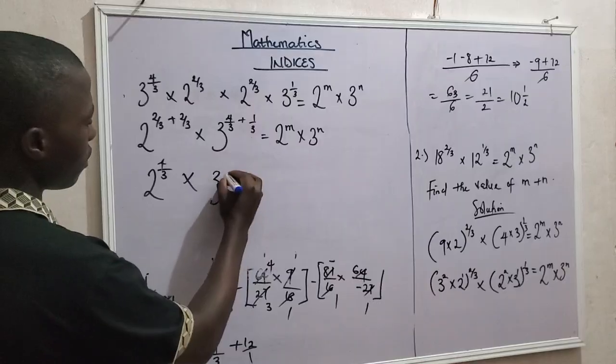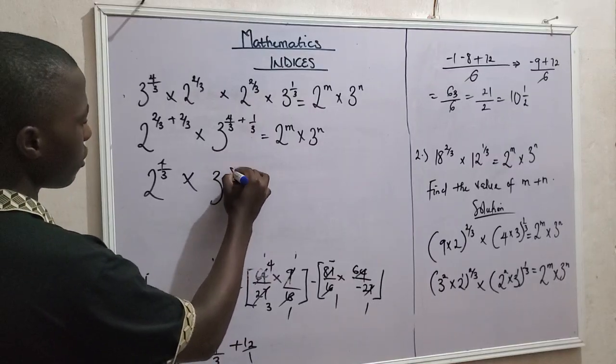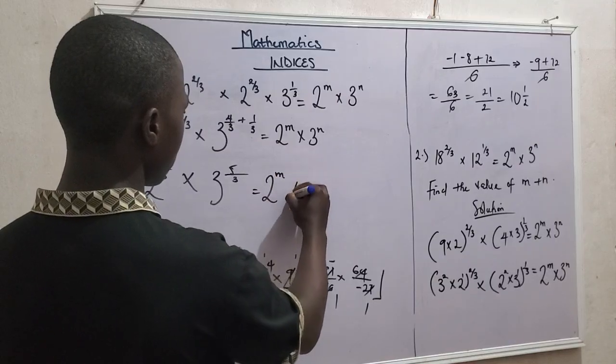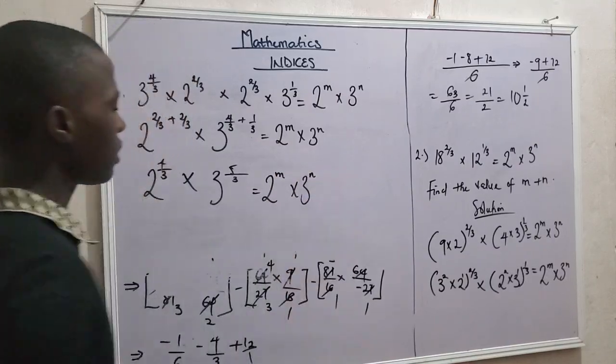Also the SN here is 3 and the same thing happened. That gives us 5 equals 2 raised to the power of n times 3 to the power of n. So you see the idea now.